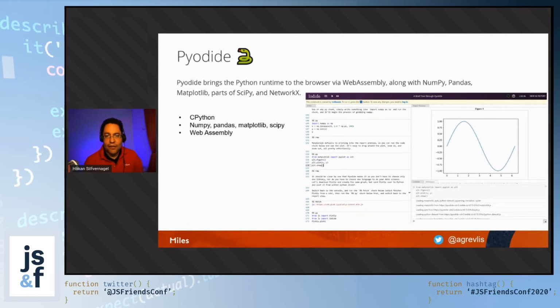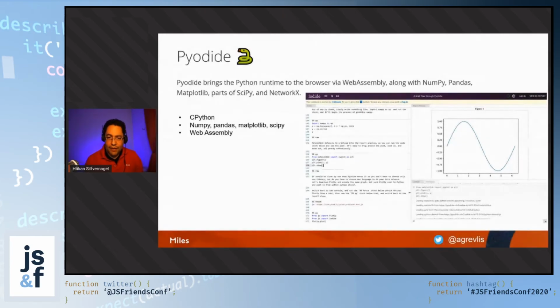The way that this works is they have a version of Python called CPython that they have been able to compile down to WebAssembly using a compiler called Emscripten. That means that you can run your Python runtime in the browser, and then you can load your regular Python libraries like NumPy, Pandas, Matplotlib, and SciPy, and so on in the browser.